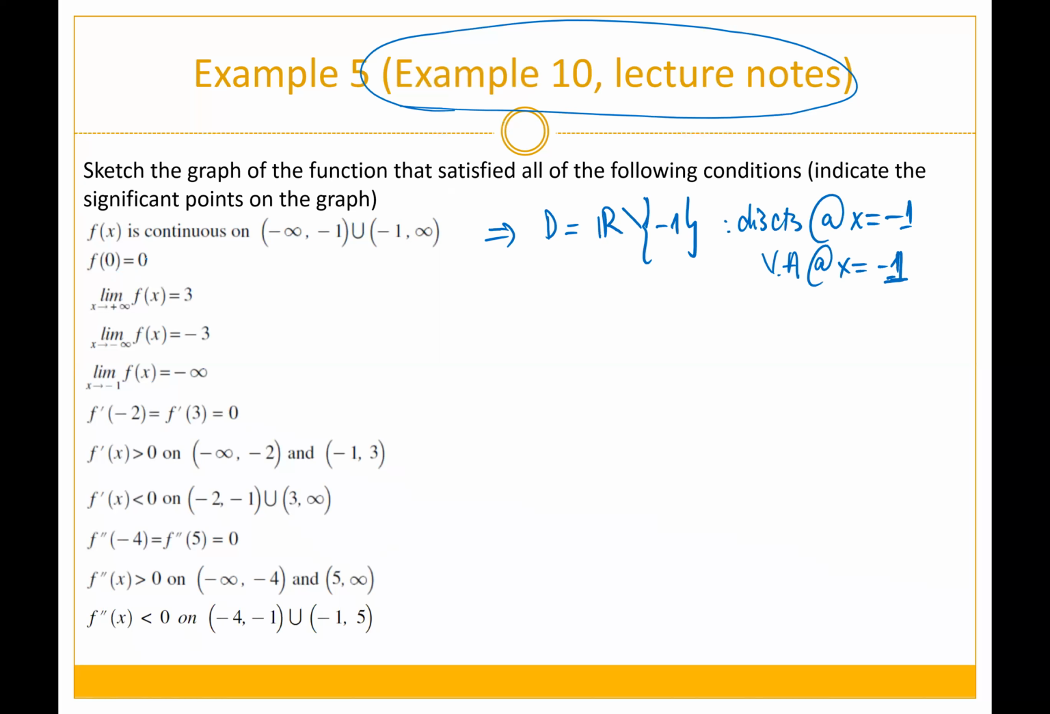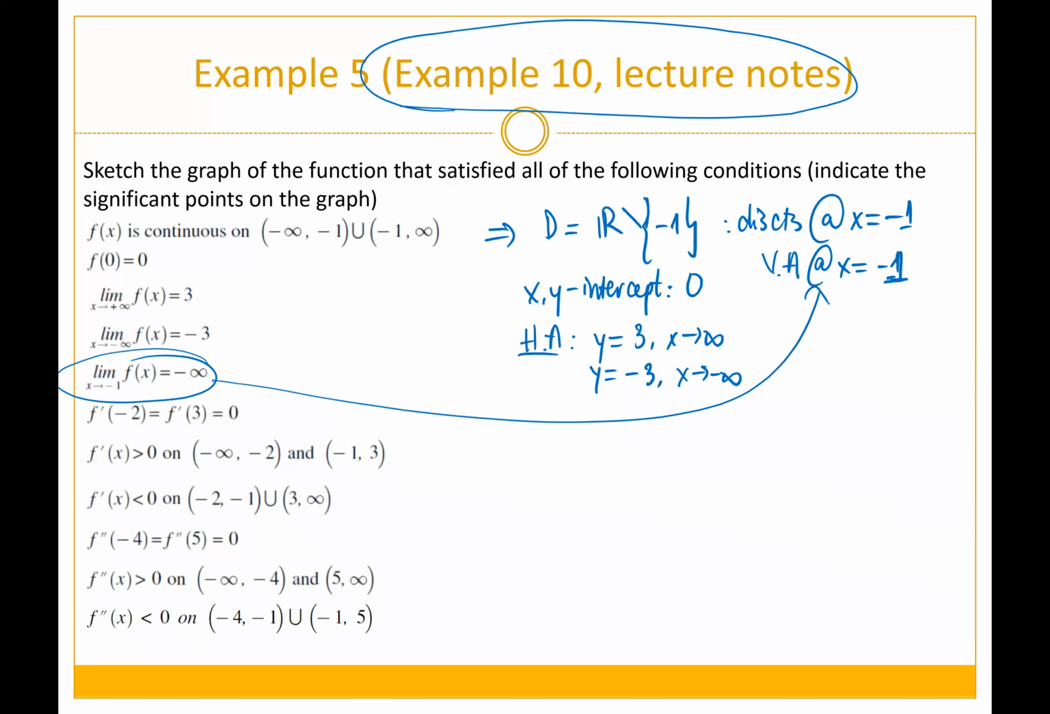f(0) is equal to 0, so you have the x and y intercept at the origin. The limit as x approaches infinity of f(x) is equal to 3. So you have a horizontal asymptote y equals 3 when x approaches infinity, and the limit as x approaches negative infinity of f(x) is negative 3. Now the limit as x approaches negative 1 of f(x) is negative infinity. So this one confirms that this is a vertical asymptote.